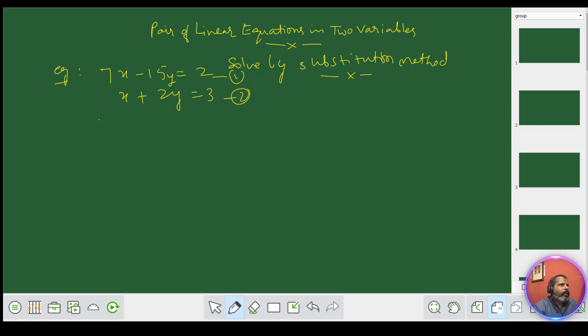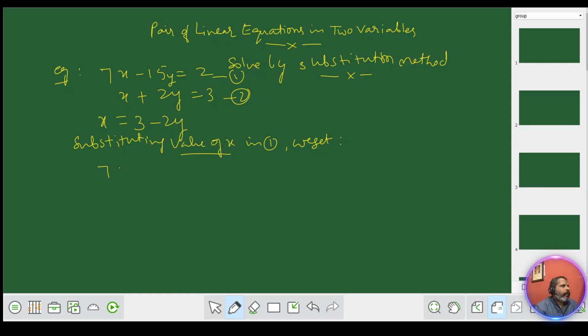So, for example, from the second equation, I get x equal to 3 minus 2y, right? I'll substitute this x value in equation 1. Don't substitute again in 2, because we derived the value of x from equation 2 itself, so there's no point in substituting in equation 2. So we substitute in equation 1. You have to write this statement: substituting the value of x in 1, we get, what do we get?